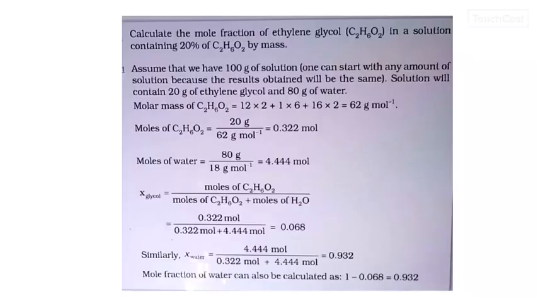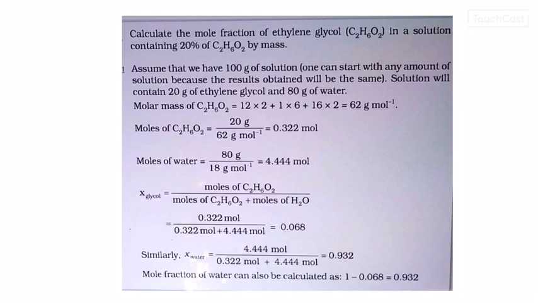Now we have a solved example here. Calculate the mole fraction of ethylene glycol in a solution containing 20% of ethylene glycol by mass. We have to find the mole fraction of ethylene glycol. The information given to us is that 20% by mass of ethylene glycol is present in a solution.